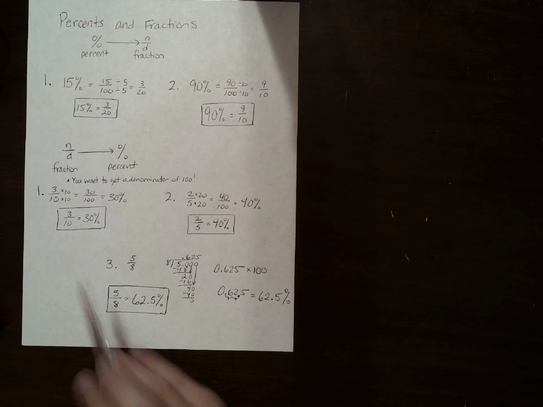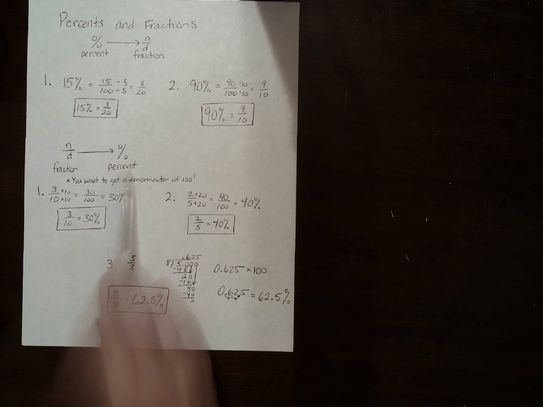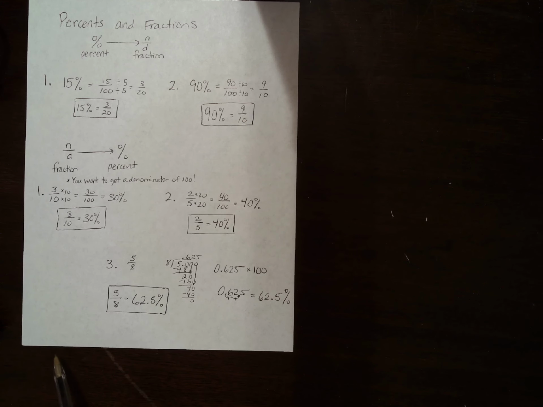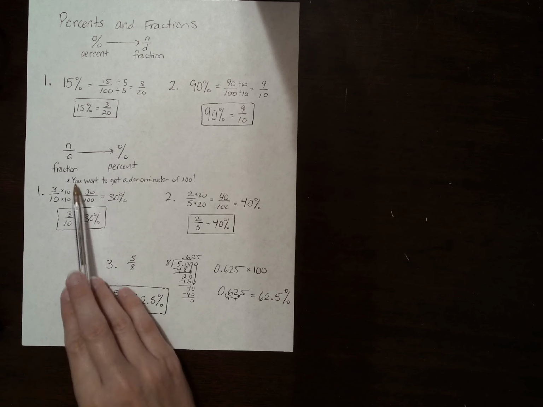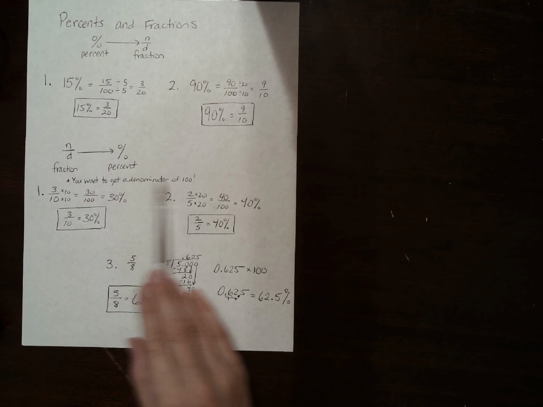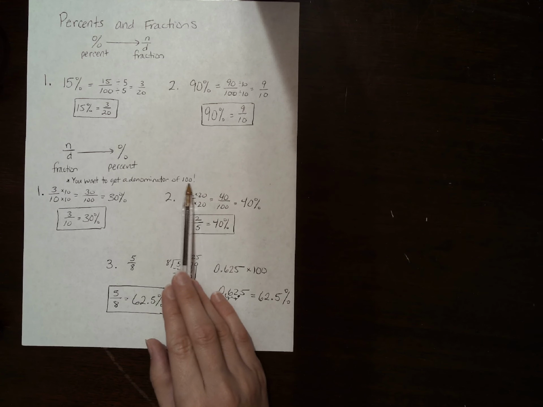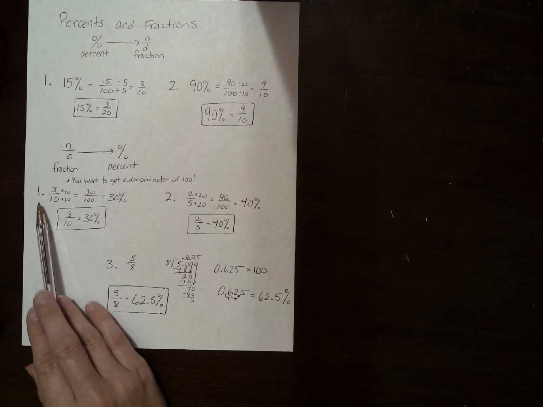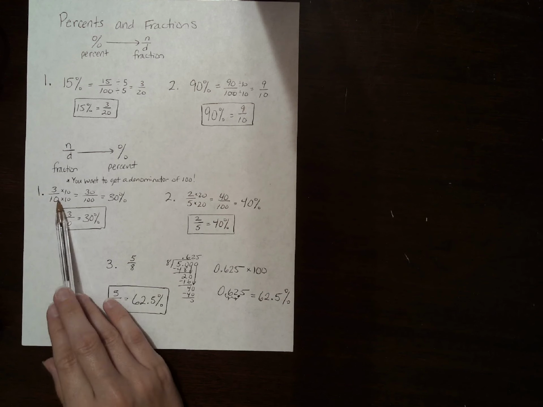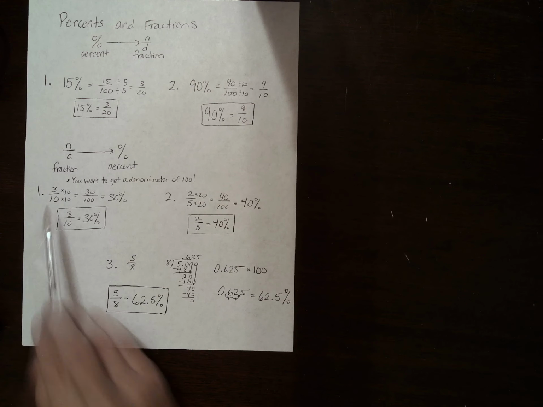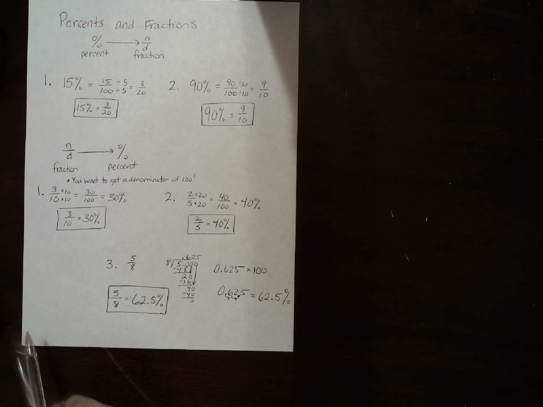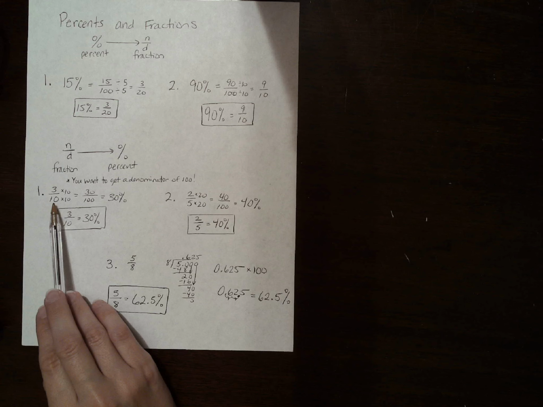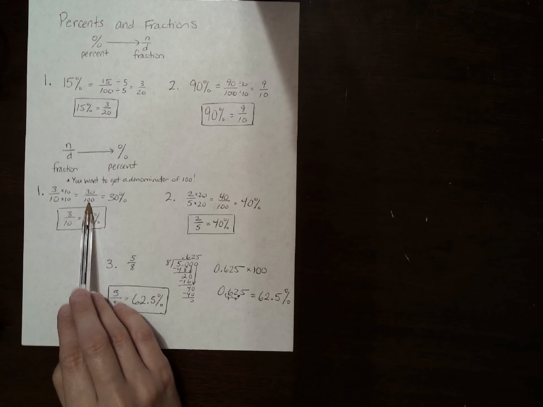Now we are going to convert fractions to percents. You want to get a denominator of 100. That is very important. You want to get a denominator of 100. So let's take a look at number 1. We have 3/10. So we ask ourselves, with that denominator, is there any number times 10 that will give us a denominator of 100? And there is.